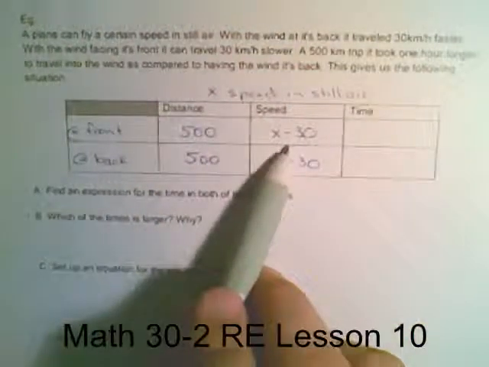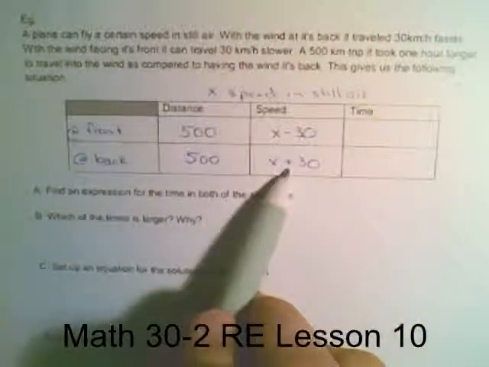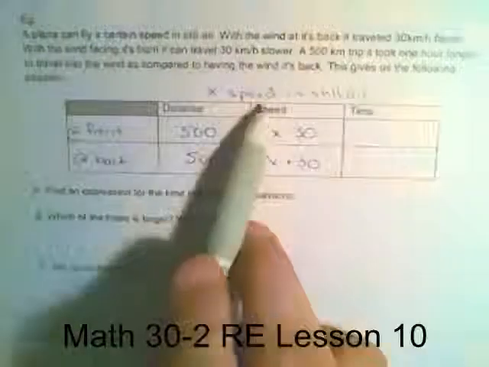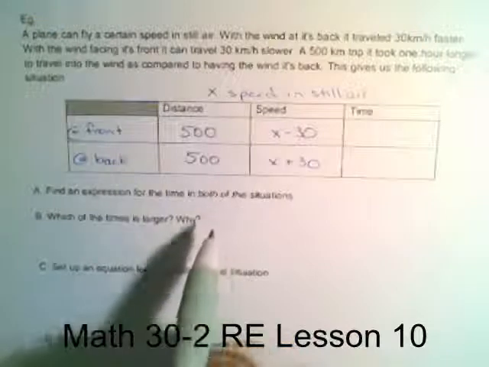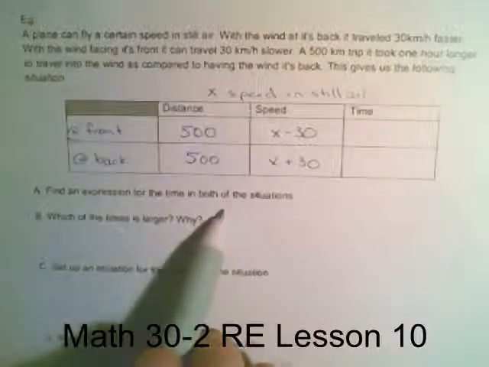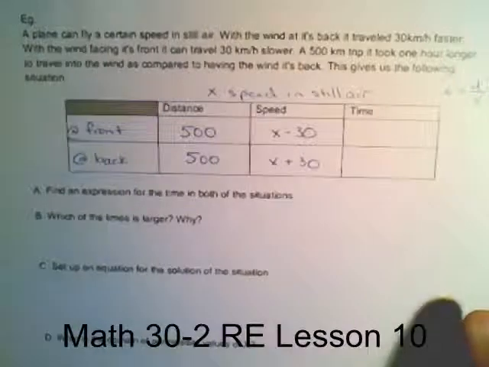Stop that. Take a look at that. What do I know? I know x is the speed in still air. Because if the wind's at my front, it's slowing me. The wind is slowing me down. If the wind's at my back, the wind is speeding me up. X is the speed in still air.